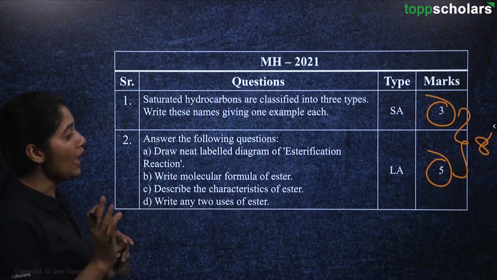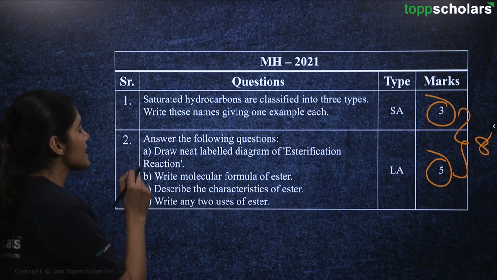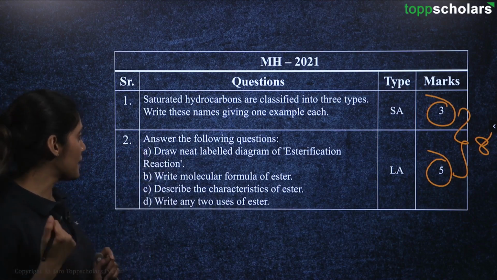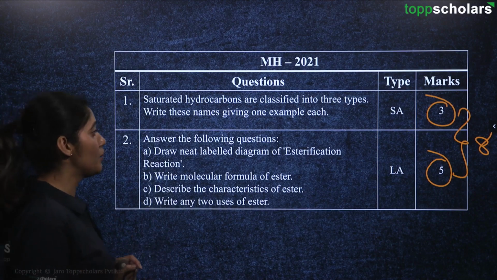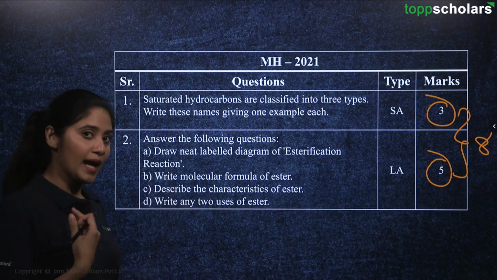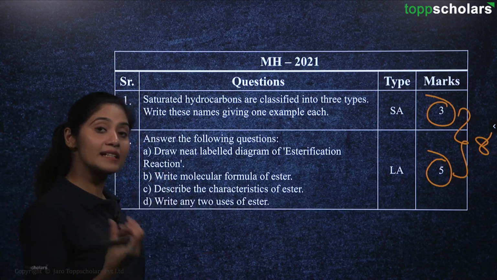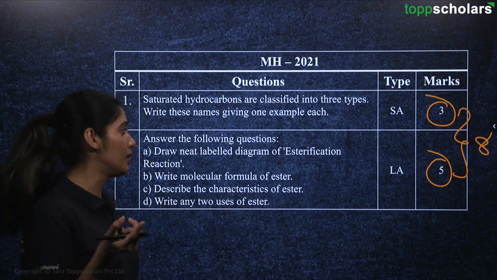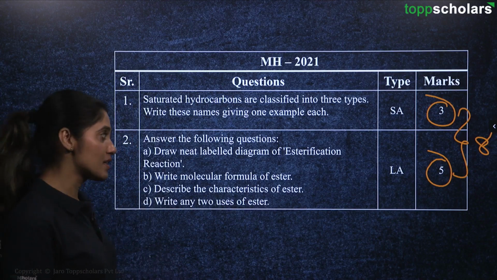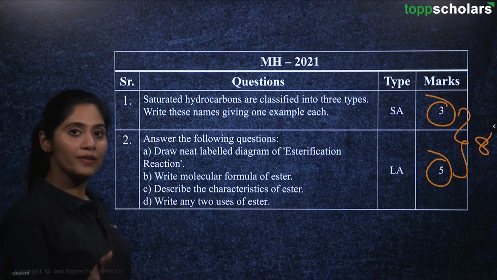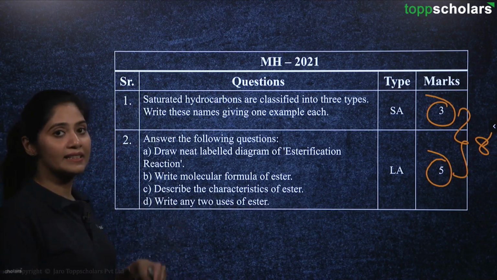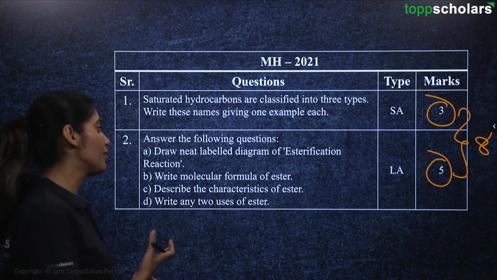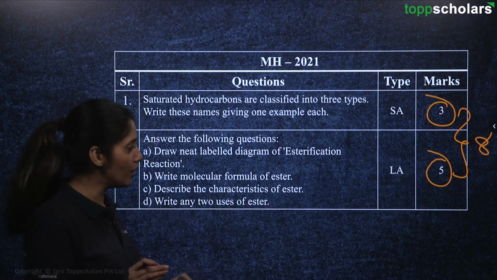Now, the long answer, that is of 5 marks, it's answer the following question. It's having again 4 sub question. Draw neat label diagram of esterification reaction. Esterification reaction, it contains what? Reaction between a carboxylic acid and alcohol, right? And formation of ester. Write molecular formula of ester. Okay, so once the esterification reaction is explained with the neat label diagram, we will also be able to write the molecular formula of ester.